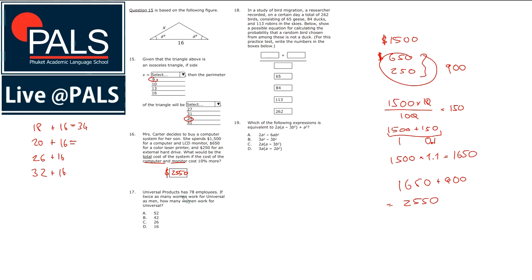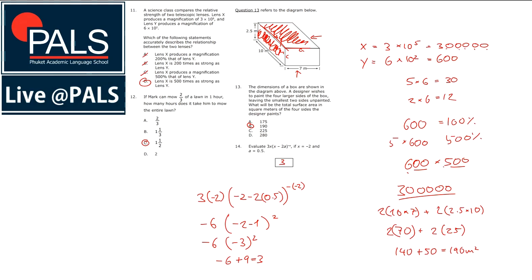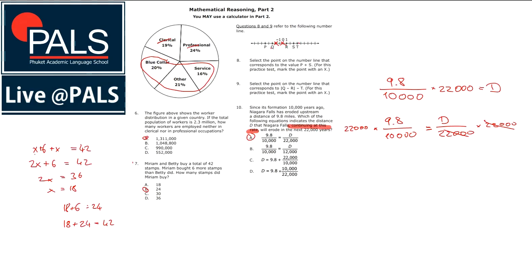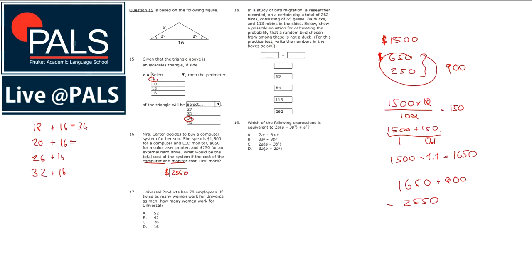Universal Products has 78 employees. If twice as many women work for Universal as men, how many women work for Universal? So this is a similar question as we had before with, what was it, Betty and Miriam. This question here, total of 42 stamps. Miriam bought 6 more stamps than Betty did. This is a very similar question here.